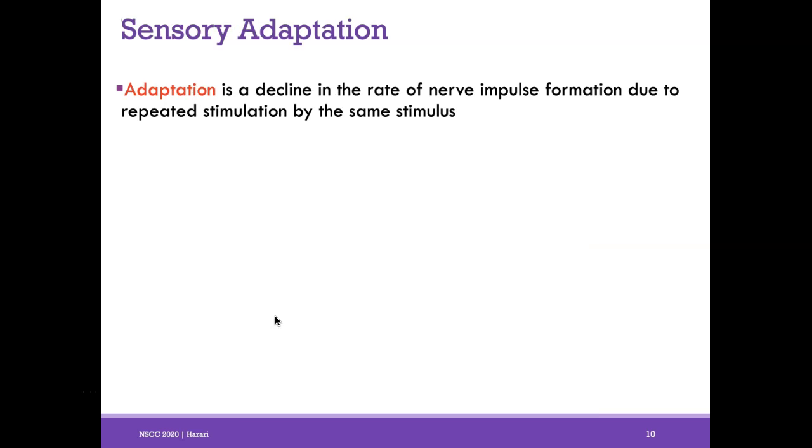So like I mentioned before, an adaptation is a decline in the rate of nerve impulse formation due to repeated stimulation by the same stimulus. So when you first enter a room, you might smell a strong perfume, but if you wait a few minutes, or even 30 seconds sometimes, your brain adapts. The rate of impulses from the nose to the brain changes. It's decreasing over time because you get used to it.